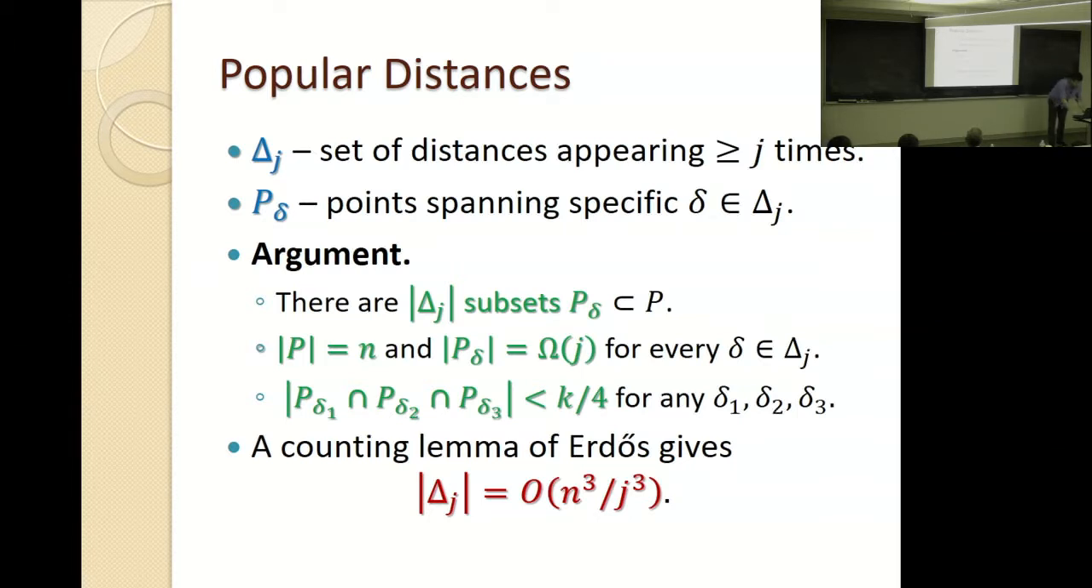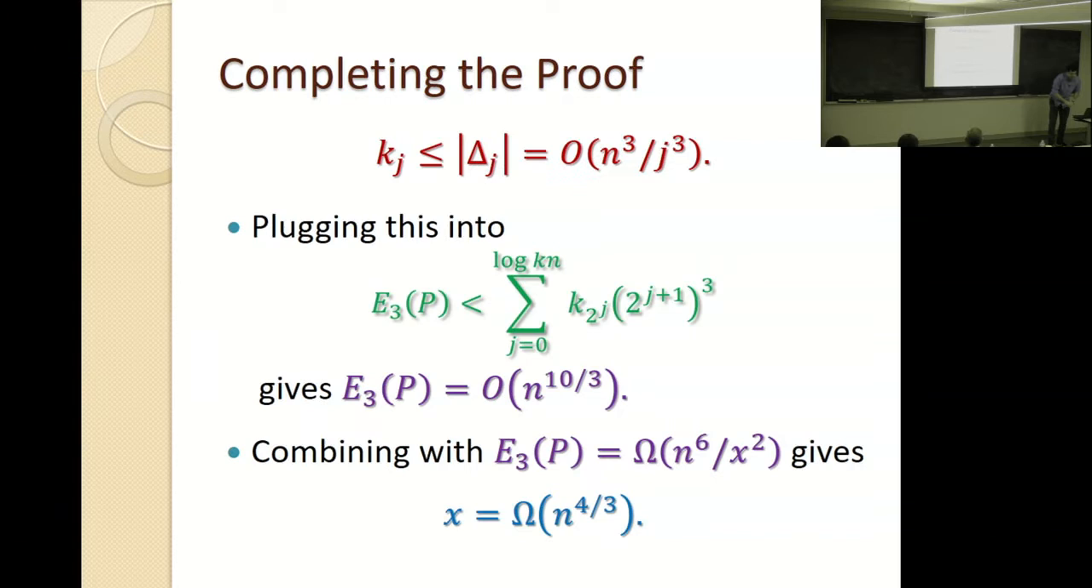Okay, so this is more or less the end of the proof. Let's think, what did we do? We used the higher energy to reduce the problem to a problem about how many popular distances there are. We plug this in to get an upper bound for the third energy. We combine it with the easy bound for the third energy with Holder, and we immediately get the new bound on the number of distinct distances.